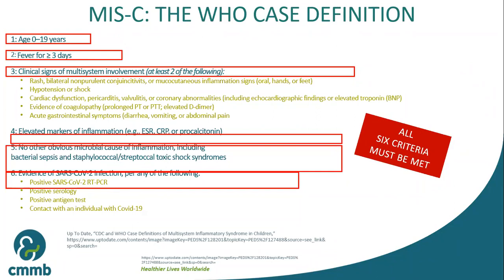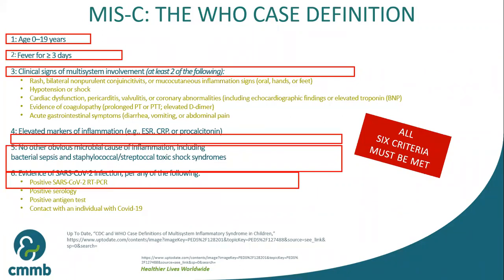The whole classification is pretty much the same, but it has been divided into 6 criteria that all must be met. Now, the first one, we can see that the age is pretty much the same, but goes from 0 to 19 years old. The fever has to last at least 3 days.